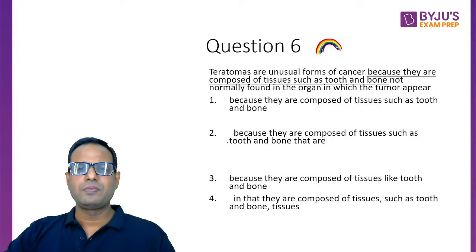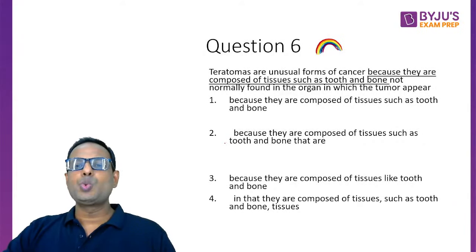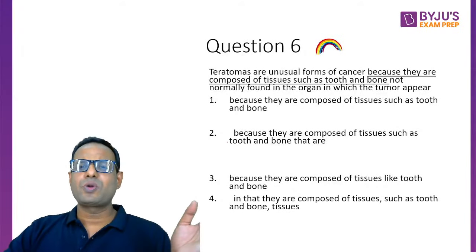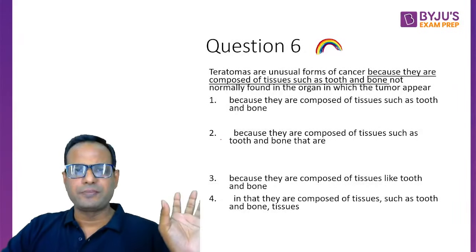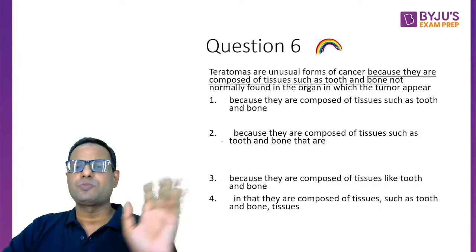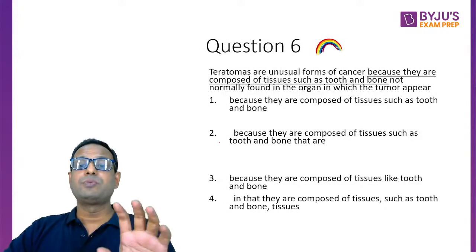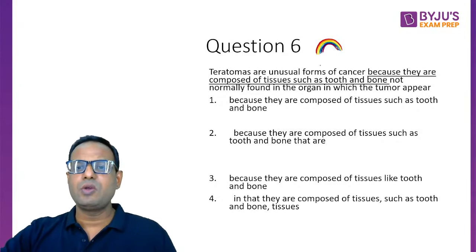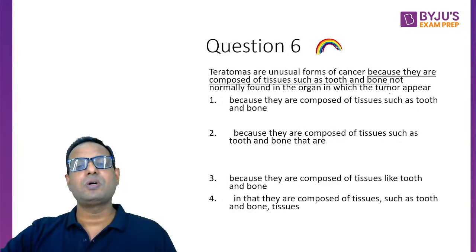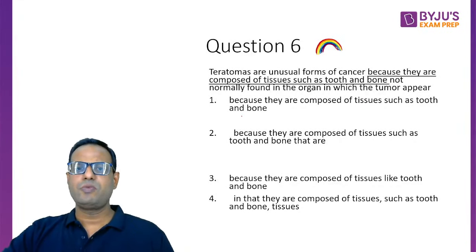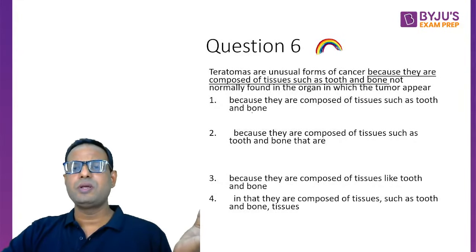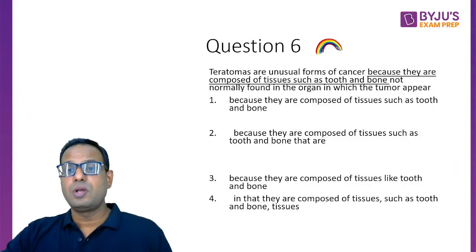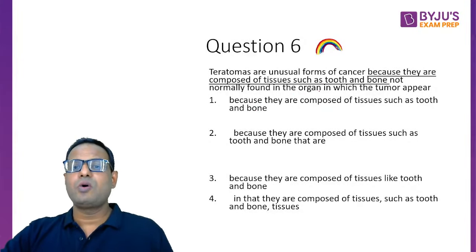साथ में करेंगे इसको. Teratomas are unusual forms of cancer. So पहले क्लियर हो गया, हम एक कैंसर फॉर्म के बारे में बात कर रहे हैं. Right? We are talking about a cancer form, teratomas, because they are composed of tissues such as tooth and bone, not normally found in the organ in which the tumor appears.